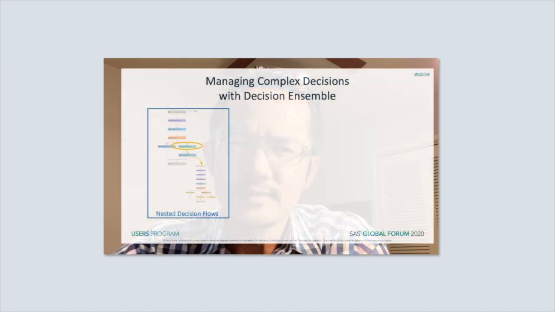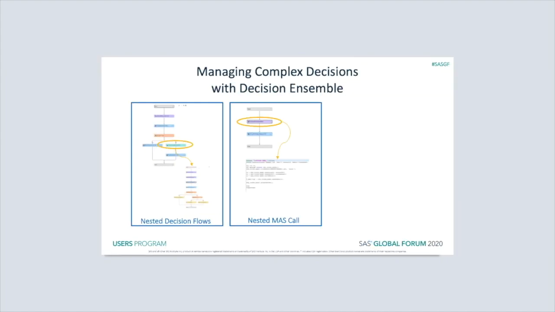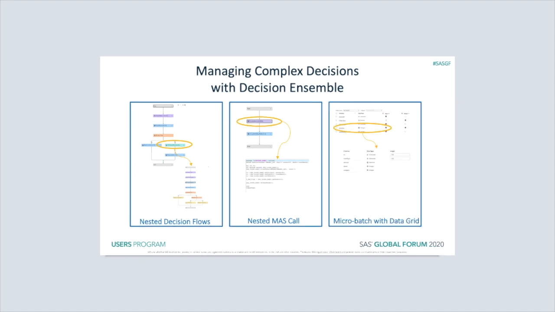In today's demo, we will highlight 3 features that can be used to help customers create complex decision processes with the goal of maximizing reuse and maintaining separation of concerns. These 3 features are nested decision processes, invocation of MAS directly in a decision process, and using data grid for micro-batch.